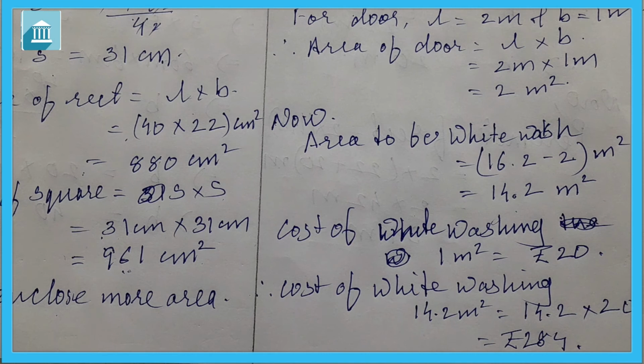Now we will remove the door because we do not have to whitewash it, then we will multiply the rupees 20 with the remaining area. So here we end our exercise 11.1. Exercise 11.1 you have to do in your fair notebook. Thank you.